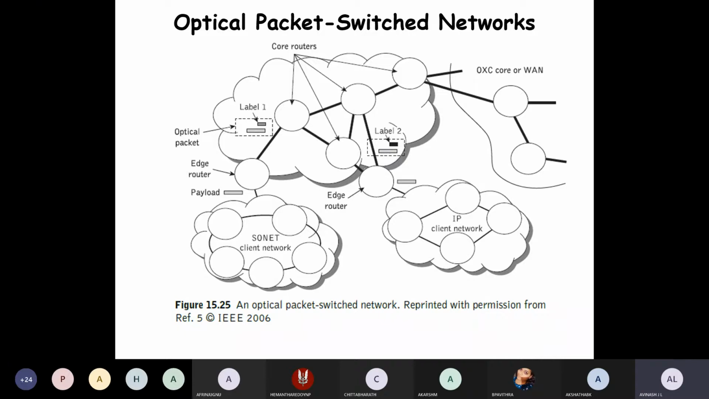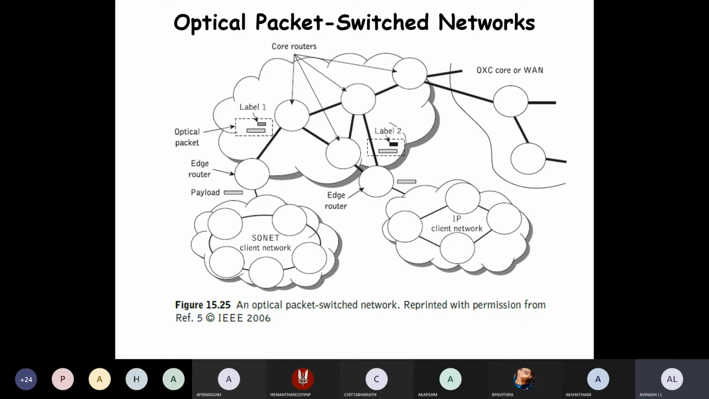Optical packet switch networks, so you can have a look at it. There will be core routers. All the rounds are nothing but the nodes. When you're talking about your label 1, label 2, that means label 1 and label 2 are the headers and the remaining are the packets.